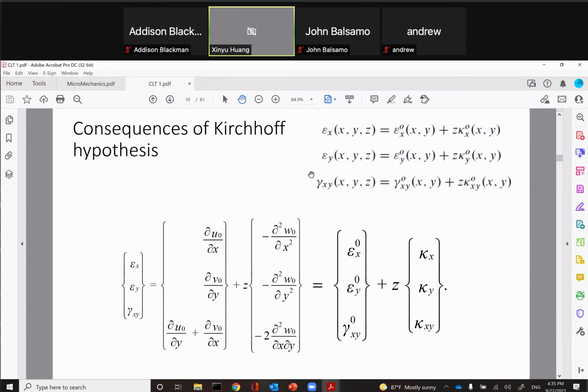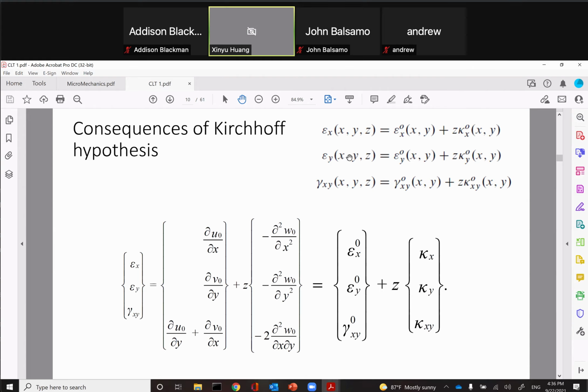All right. So this is the beauty of the Kirchhoff hypothesis. It basically tells you the strain anywhere in the plate is pretty much determined by the strain in the midplane plus a bunch of curvatures. So the midplane has a curvature in x and y, and this is a twist basically. This is a curvature x and curvature y. This is the twist rate. It's also a curvature. The twist rate by definition is equal to this.